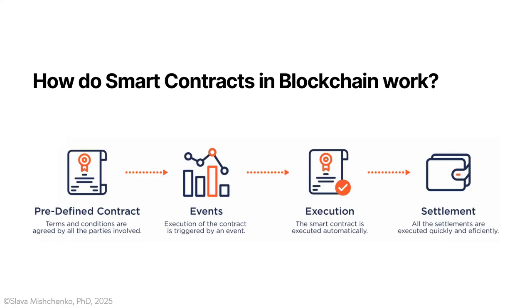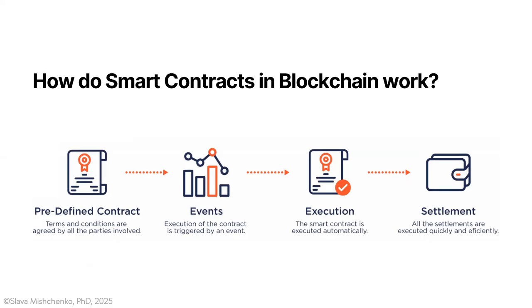And I often actually use this diagram to explain the process, because it perfectly illustrates the four key stages of the smart contracts lifecycle. So it all starts with what we call a predefined contract. This is where all parties involved agree to specific terms and conditions. For example, in my experience, this is crucial, because once these terms are coded into the blockchain, they cannot be altered. So we can think of it as carving your agreement in stone. So it's permanent and transparent.